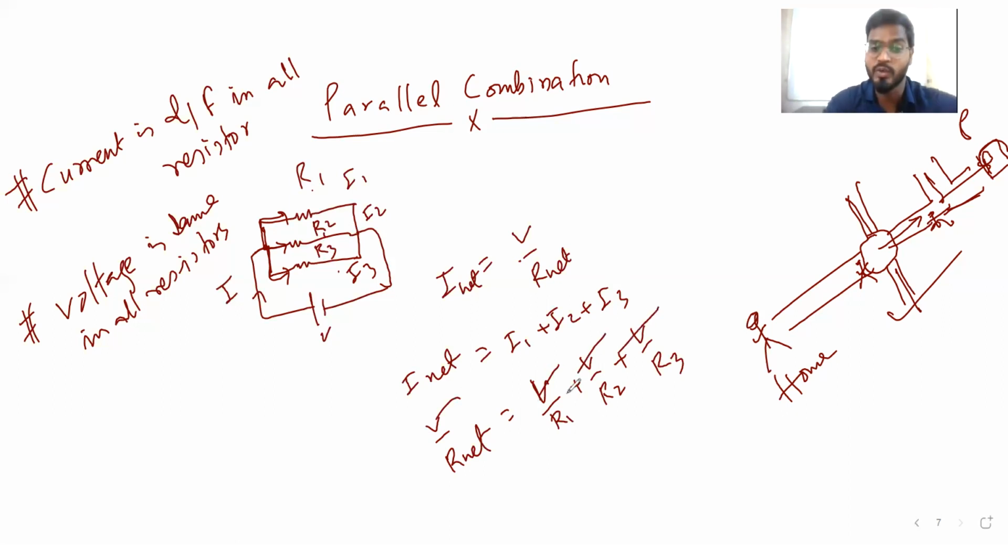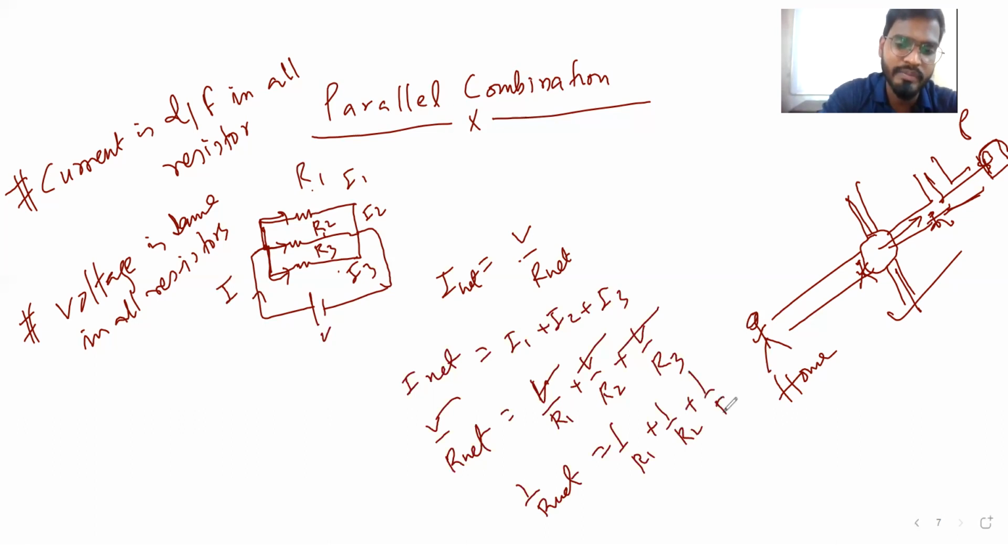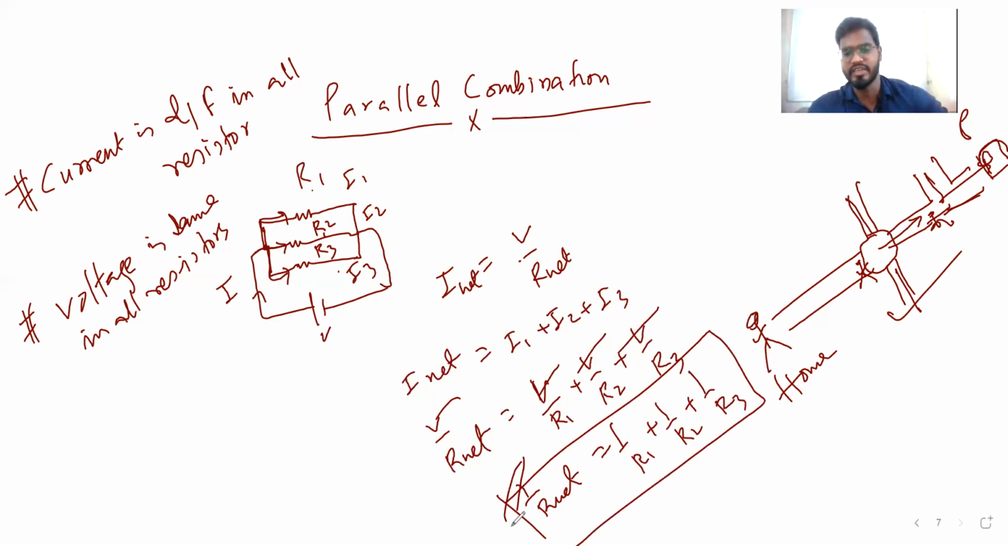V cancels out. Again, I took common, then I cancel it out, right? So 1 by R net, we can say, is 1 by R1 plus 1 by R2 plus 1 by R3. That is the R equivalent here we got. Hope you guys got it. So we found the parallel combination. Let's do a simple numerical. Then we'll do a combination of series and parallel.